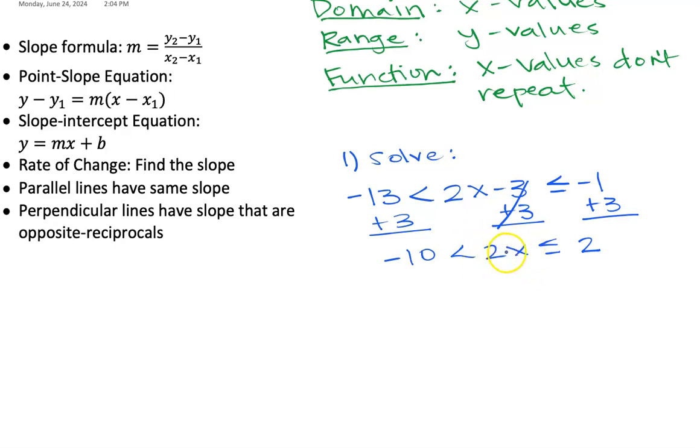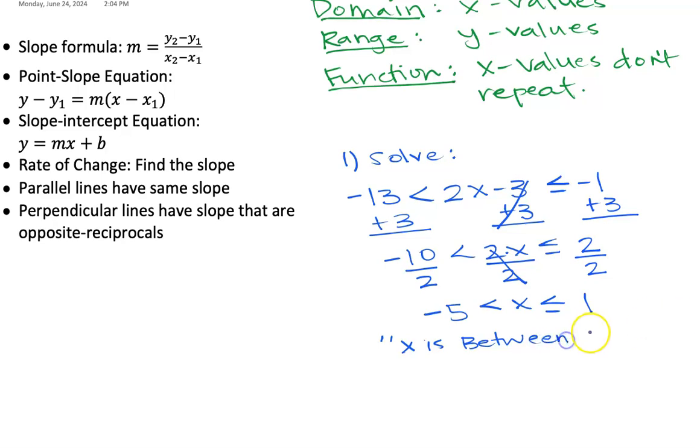And now 2 is connected to x by multiplication, so to undo that, let's divide all 3 parts by 2. And so when I do that, I get negative 5 is less than x, which is less than or equal to 1. So the way I read that is a perfectly good way to read it, but really what this says is x is between negative 5 and 1, including 1.